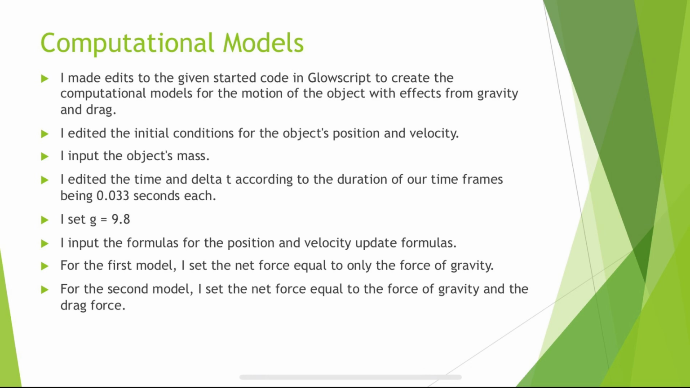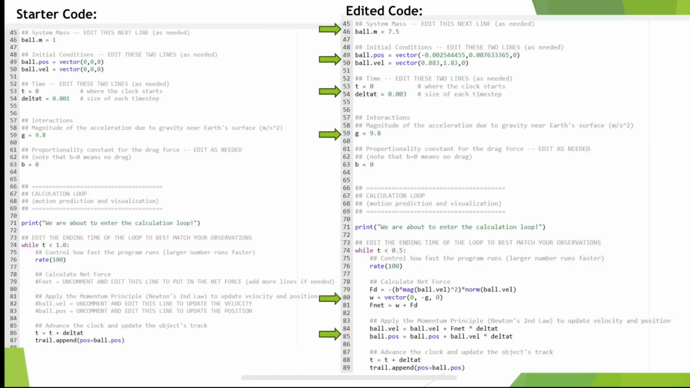For the first model, I set the net force equal to only the force of gravity, and for the second model, I set the net force equal to the force of gravity and the drag force. The photo on the left is the starter code, and the photo on the right is the edited code accounting for drag, with the arrows indicating where I made changes.